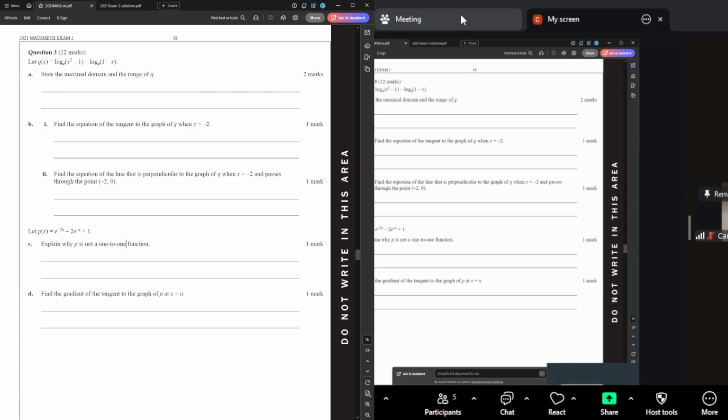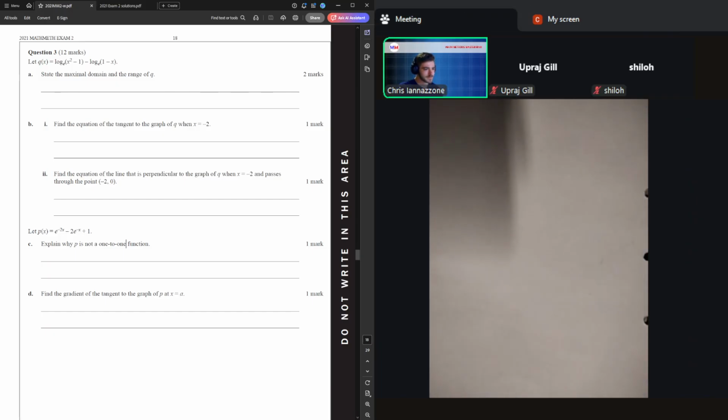So who wants to take a stab at describing why? It also doesn't pass the horizontal line test. Yeah, it doesn't pass the horizontal line test. Remind me what that is again. Like if you were to draw a horizontal line anywhere on the graph, it should only have one intersection. Yeah, correct. For it to be 1-to-1. That's probably the most succinct way of putting it. P does not pass the horizontal line test.